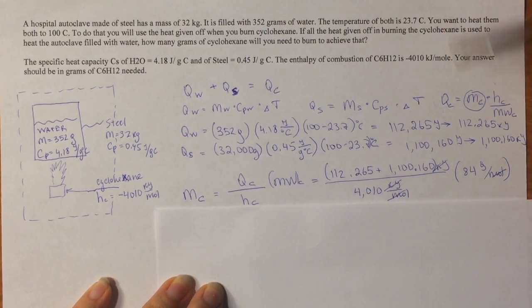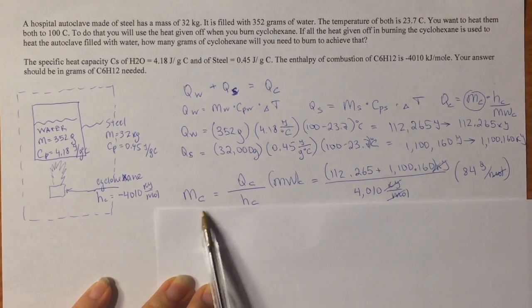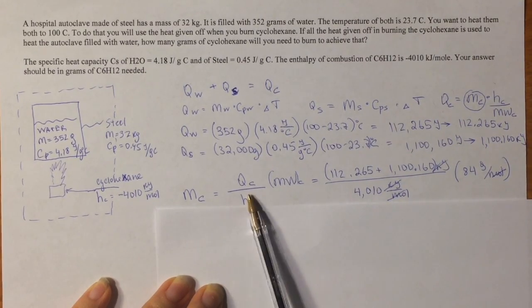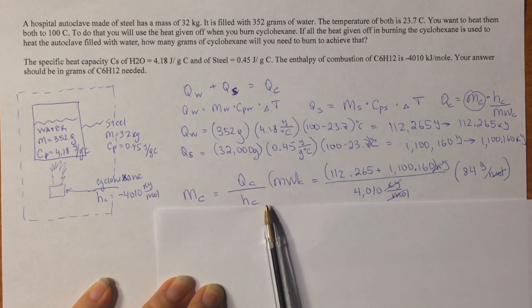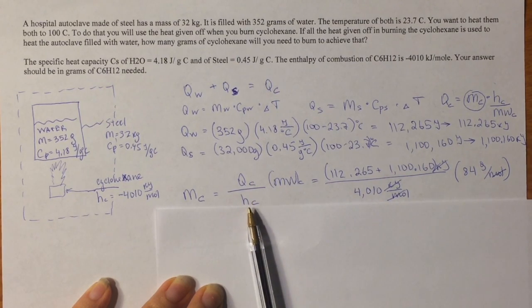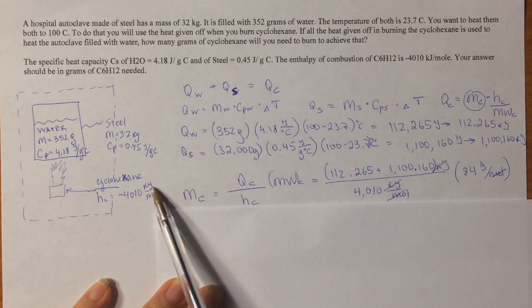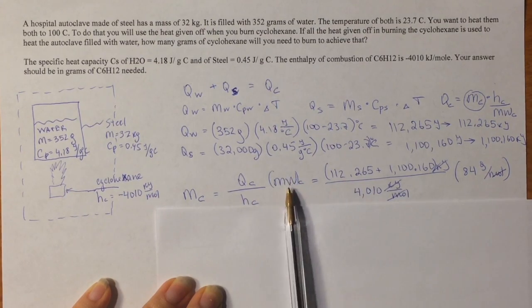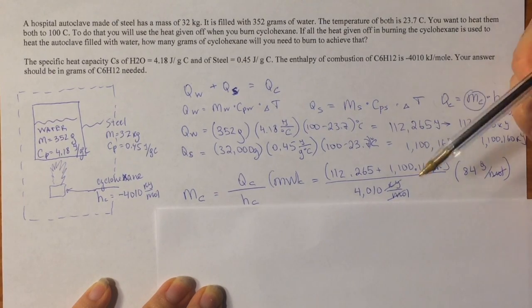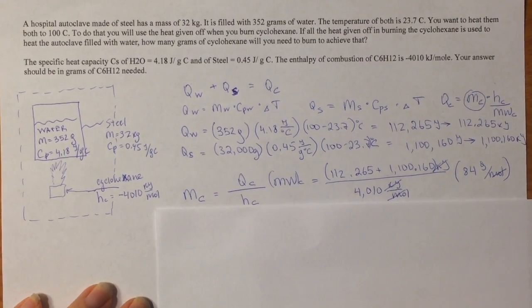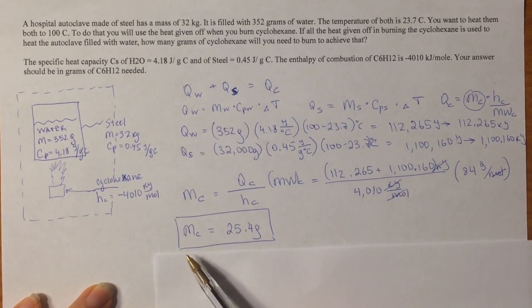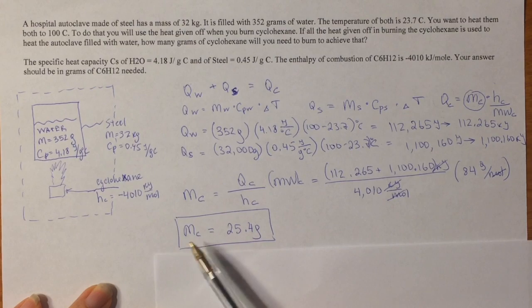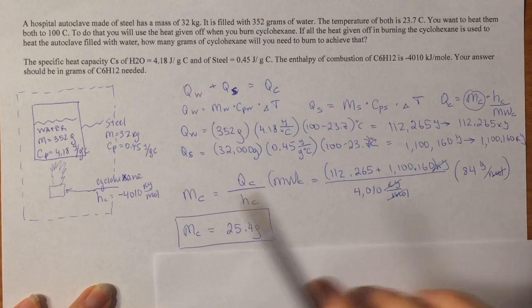To rearrange this equation, we get mass of cyclohexane equals the energy put out by the cyclohexane divided by the specific enthalpy of the cyclohexane expressed in kilojoules per mole, and to change that into grams we have to multiply by the molecular weight of cyclohexane. Once we do all that, the mass of cyclohexane is 25.4 grams.